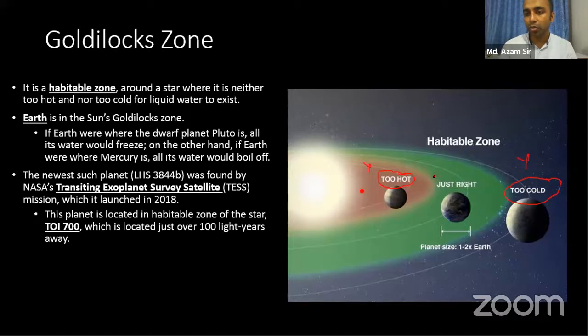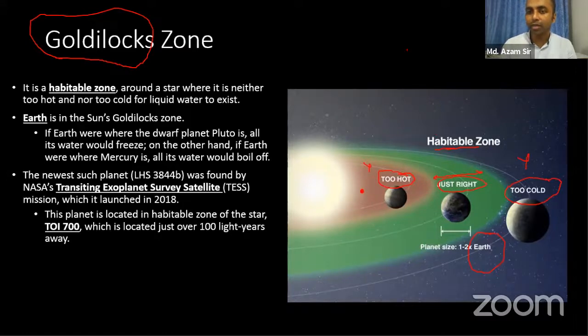But there is a particular region wherein the temperature is just right, not too hot, not too cold, for life to survive, and that zone is called the Goldilocks zone. If I summarize, Goldilocks is a habitable zone wherein it is neither too hot nor too cold for life to survive. For example, Earth is exactly at that zone where life can survive.